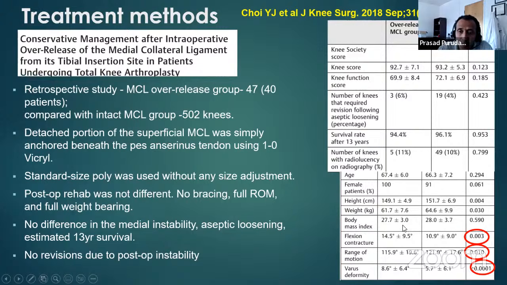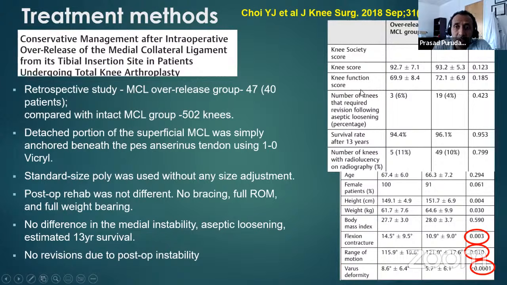So there's a couple of charts here showing their results. They used the Knee Society score for evaluating their results.